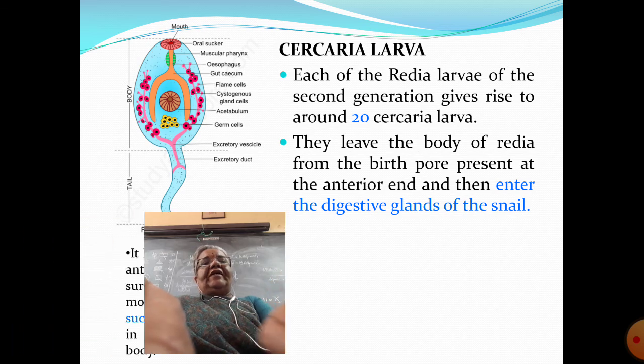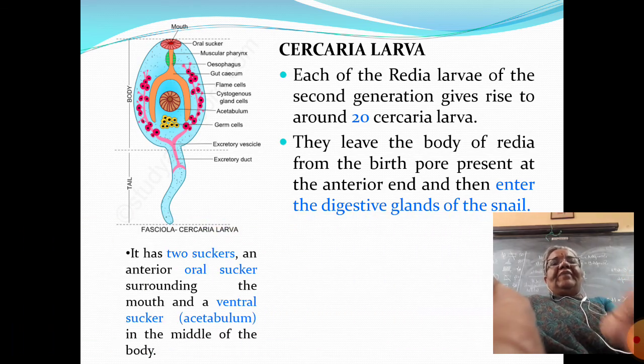And you can make out here the larva has two suckers. One sucker in the anterior end, that is called oral sucker, surrounding the mouth, and another sucker called ventral sucker or the acetabulum in the middle of the body. So in the Circaria larva you find two suckers, oral sucker and the ventral sucker. Ventral sucker is called acetabulum. Same term is retained while describing the structure of adult also.